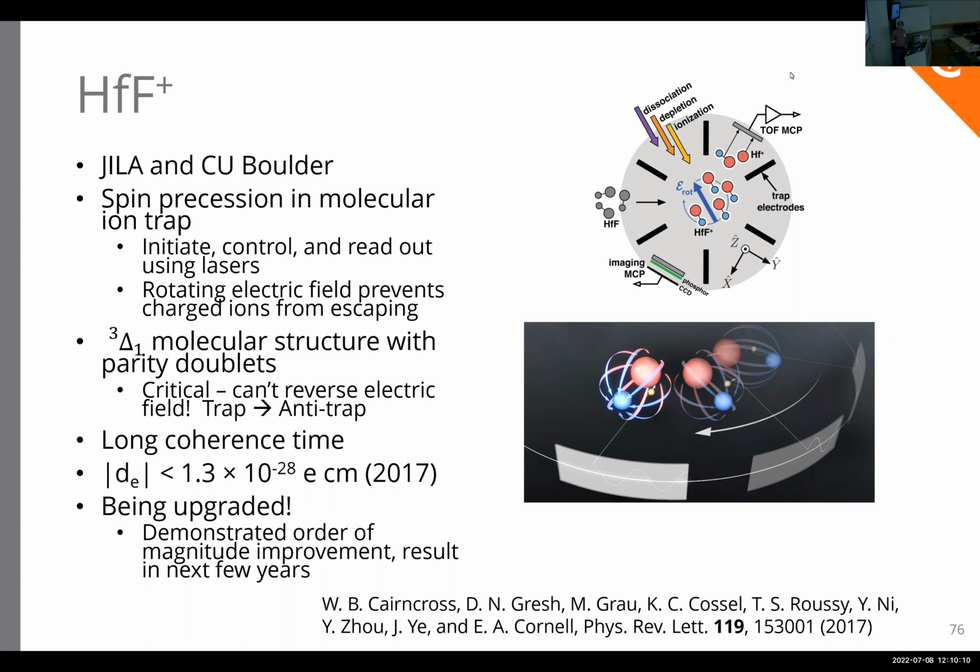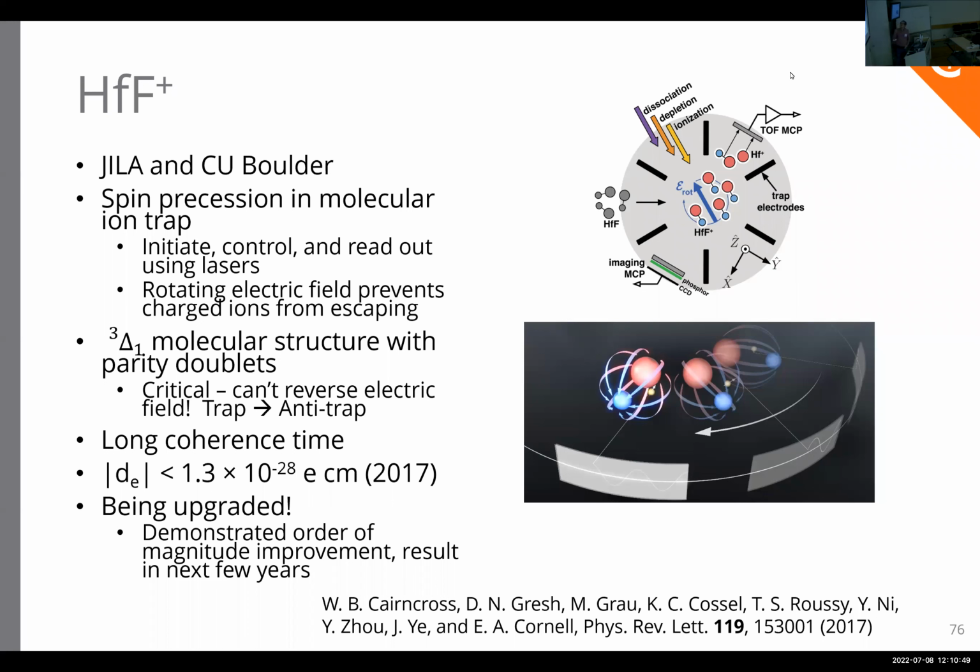And what the JILA Boulder crew figured out was a way to do an EDM measurement in an ion trap, which is completely non-trivial because, what do you want? I was talking about, you're looking for these little tiny precessing signals on top of much larger precession from these fields. You want the electromagnetic environment to be really quiet, and you want constant static fields with no noise. And here you're having like a gigantic, huge, rapidly rotating electric field. But they figured out a way to make it work.